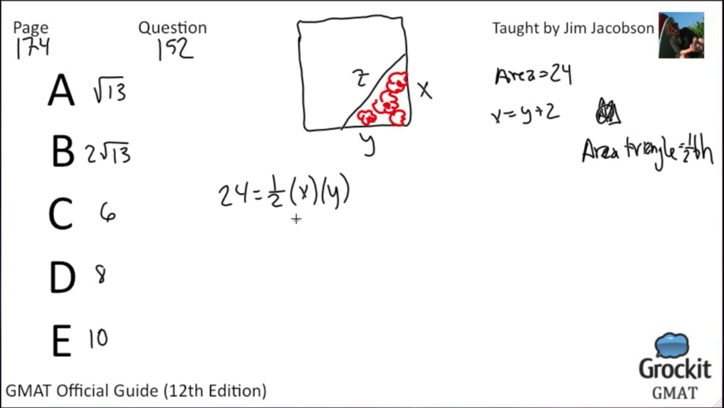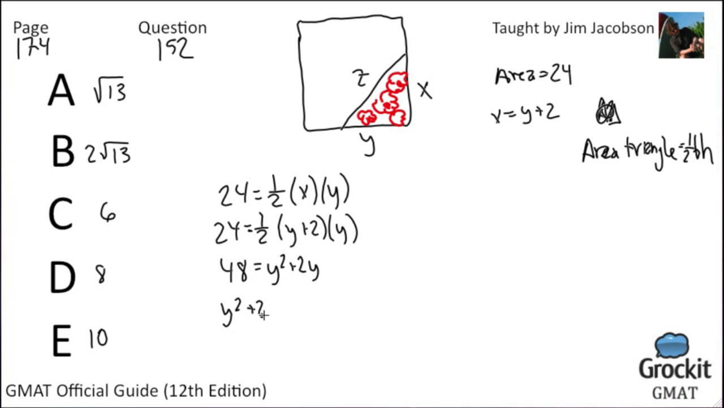And we also know what the value of x is in terms of y. So 24 equals 1/2 of (y plus 2) times y. Multiply both sides by 2, we get 48, and we get y squared plus 2y. We get all of the things on one side of the equation: y squared plus 2y minus 48 equals 0.